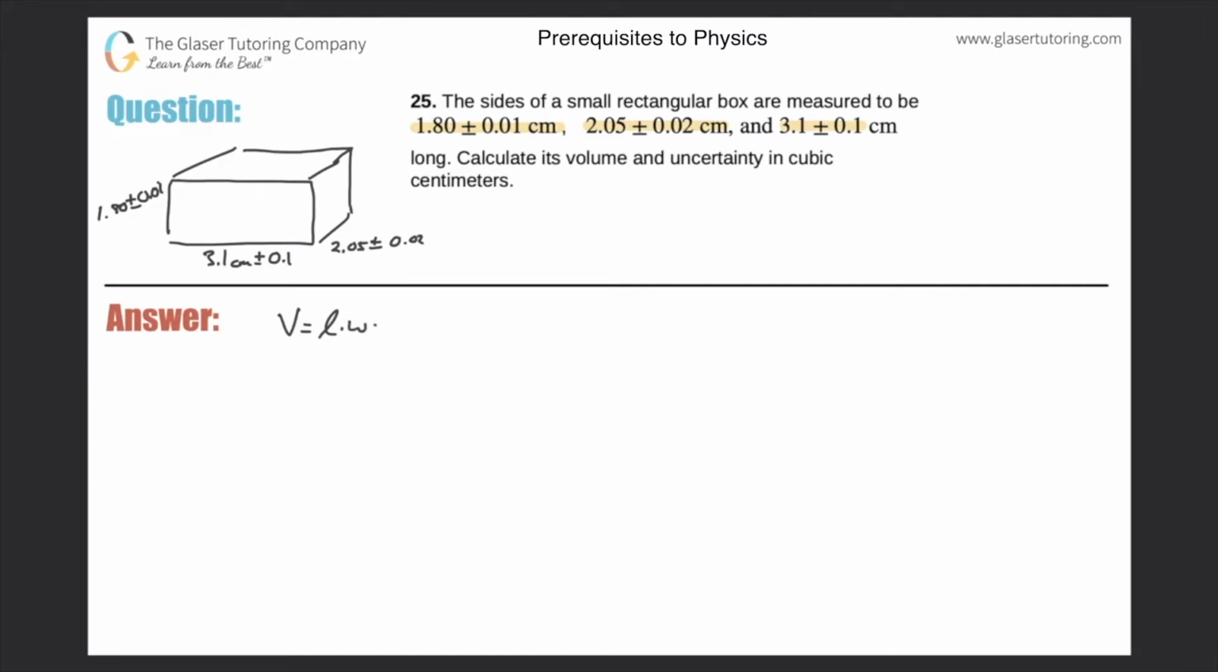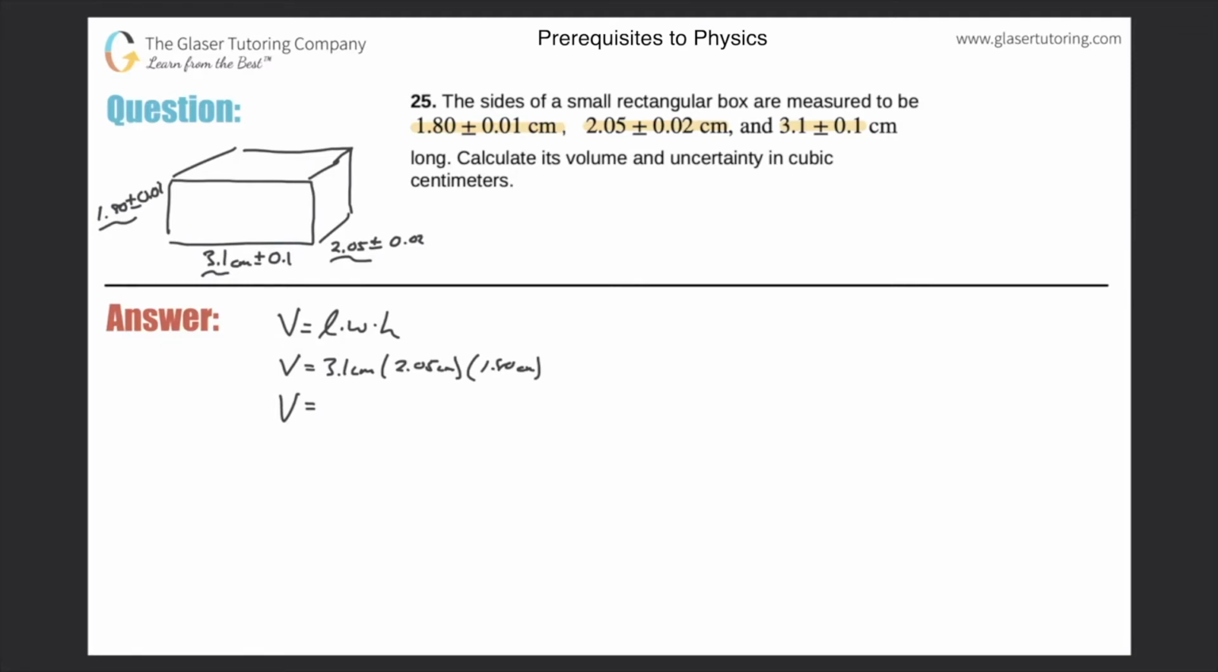Okay, so calculating the volume, we have a rectangular box, so the volume of this object will be length times width times height. So to find the volume, simply take all the base values of these measurements with their uncertainties. Okay, so 1.80, 3.1, and 2.05, and plug them into the volume expression. Right, so the length of the box is 3.1 centimeters. The width of the box is 2.05 centimeters, and then the height was 1.80 centimeters. So let's calculate the value. So 3.1 times 2.05 times 1.8.